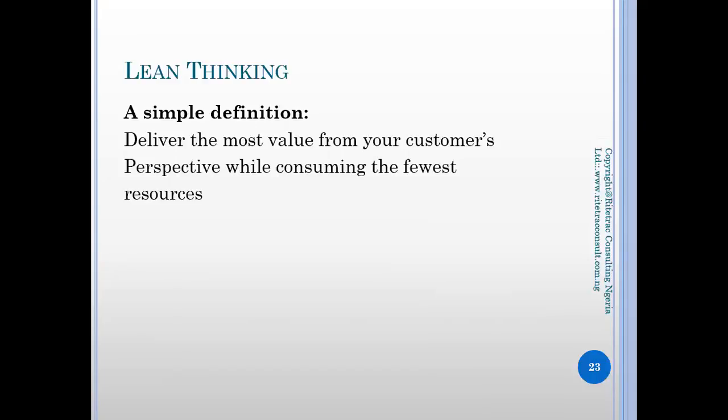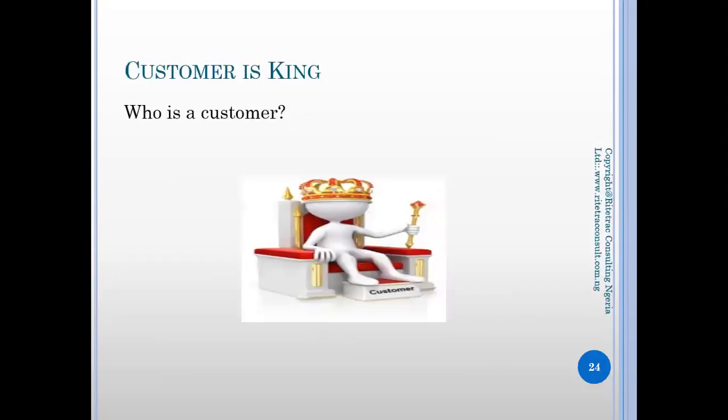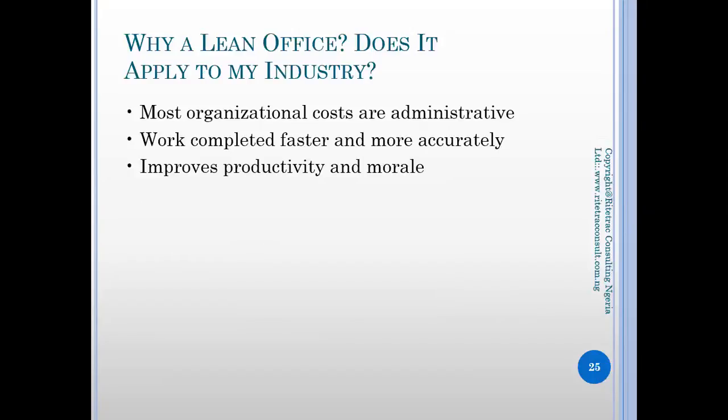The customer wants it to be easy. He doesn't want to receive anything that is a waste. He doesn't want to waste time in getting results from you. So lean focuses on waste removal. It focuses on the non-value-added activities that go into a process. Who is the customer? The customer is king. We all know that. And why a lean office?